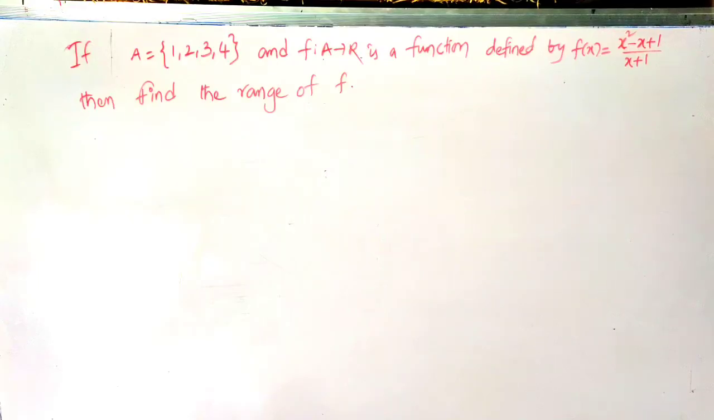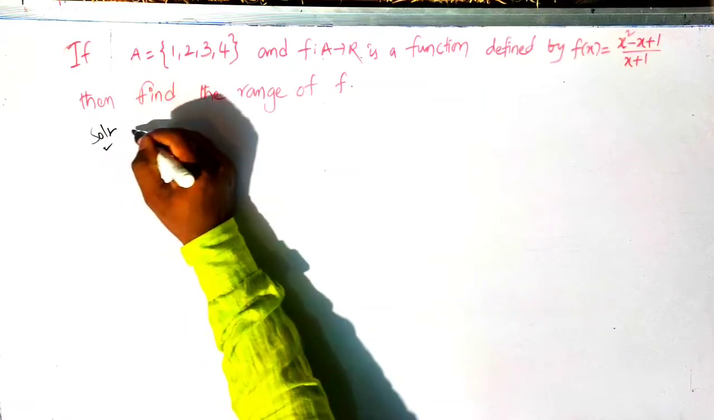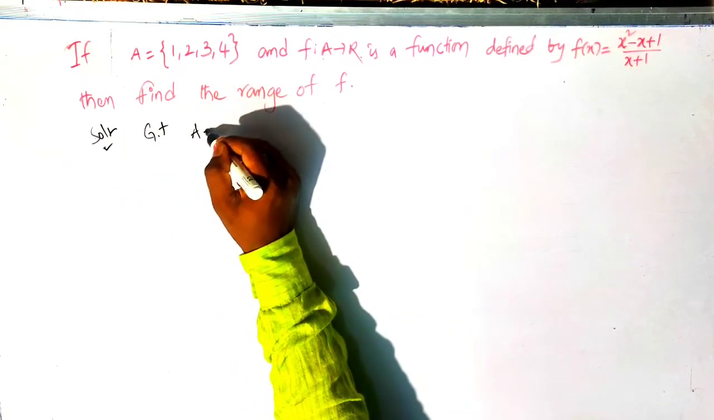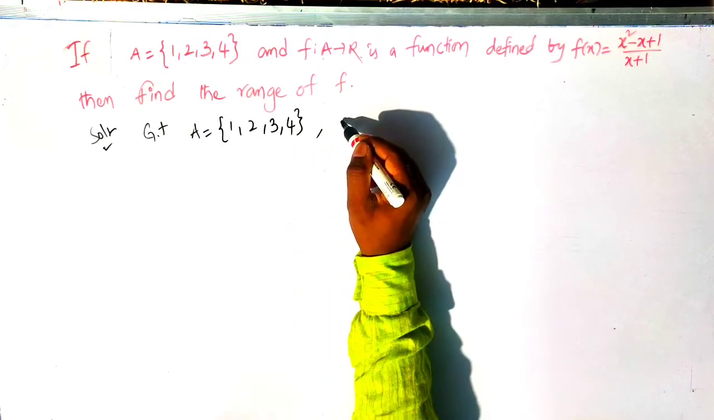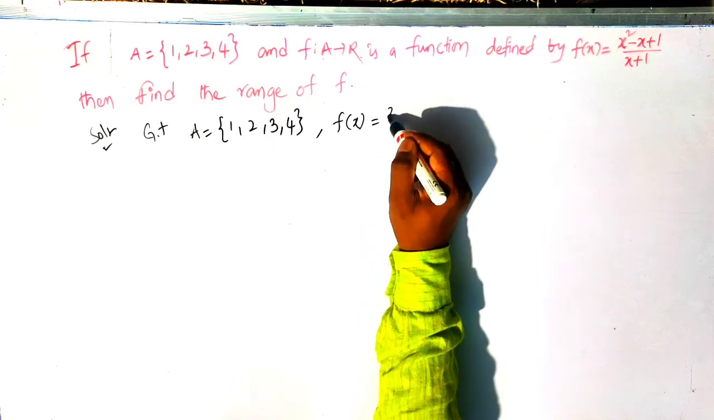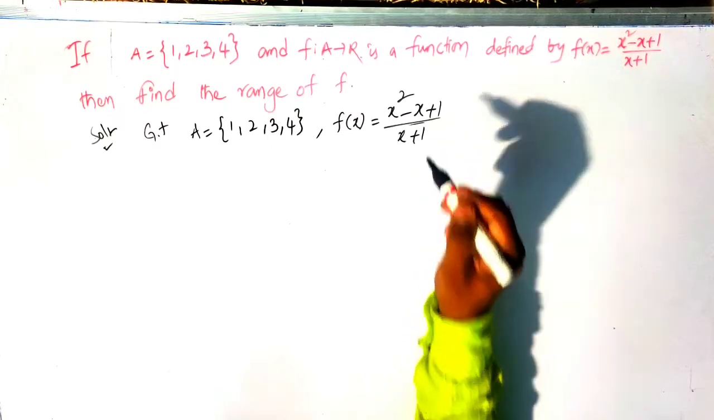Okay. And next question. If A equals 1, 2, 3, 4 and f from A to R is a function defined by f of x equals (x square minus x plus 1) by (x plus 1), then find the range of f. Range of f is nothing but the set of all f images. So here we find out all f images. First of all, the given values we write now. A equals 1, 2, 3 and 4. And f of x equals (x square minus x plus 1) by (x plus 1).